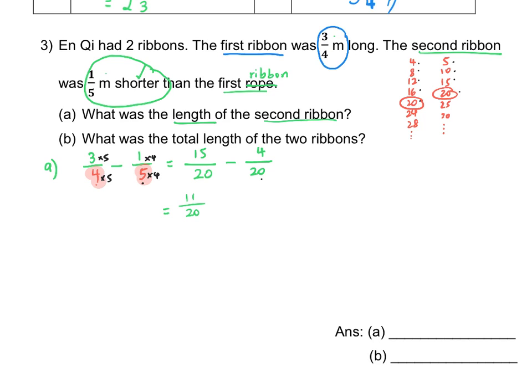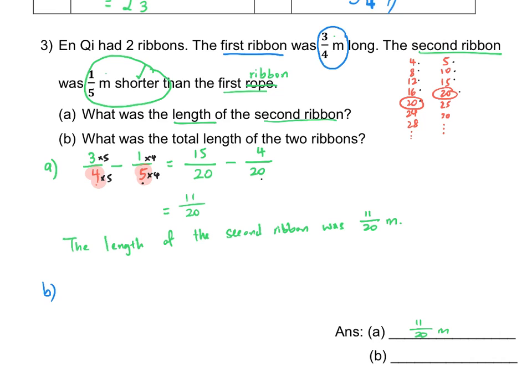Then do not forget to write your answer statement. The length of the second ribbon was 11 twentieths meters. So this is the answer to part A. Now let's go on to part B.